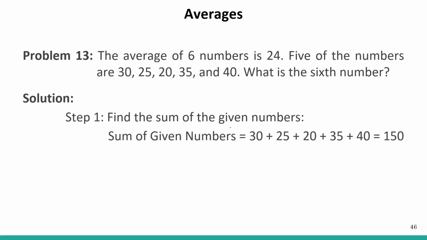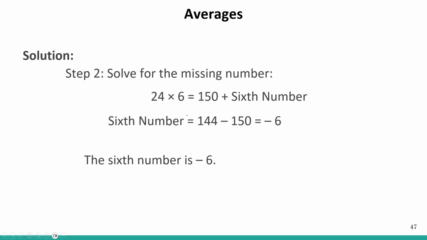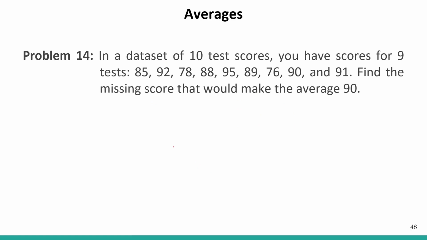So let's see. So find the sum of the given numbers, that is 30 plus 25 plus 20 plus 35 plus 40 is equal to 150. Okay. Sum of these numbers is 150. Solve for the missing number. So 24 into 6 is equal to 150 plus sixth number. So sixth number will be nothing but 144 minus 150 is equal to minus 6. So the sixth number is actually minus 6.